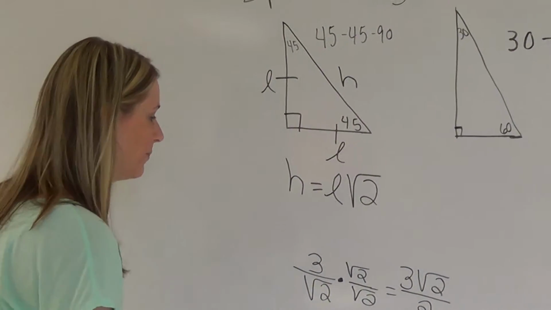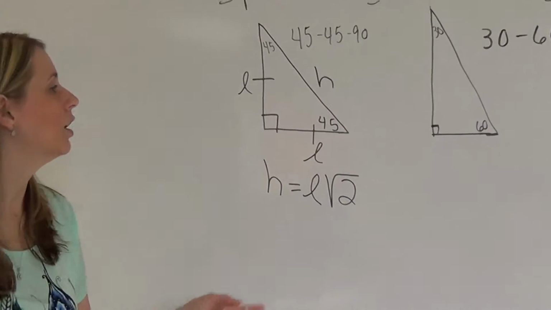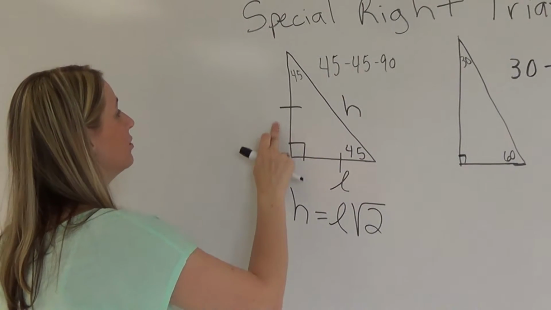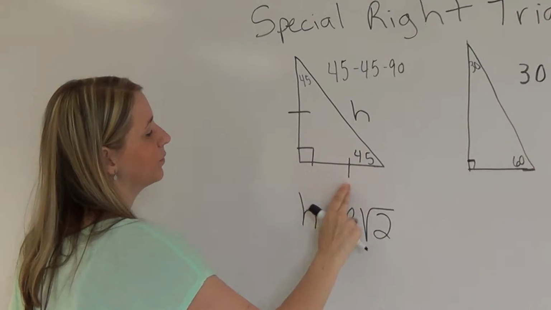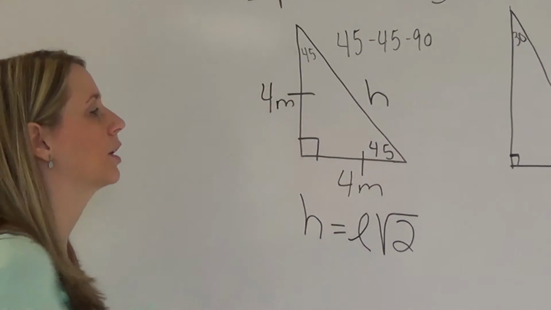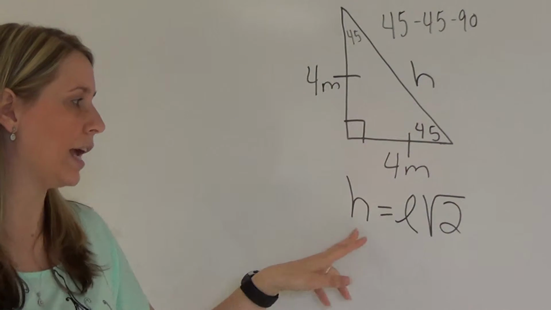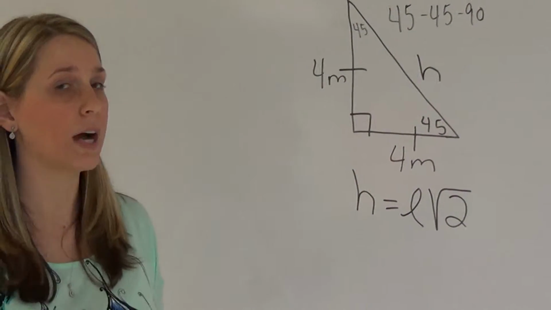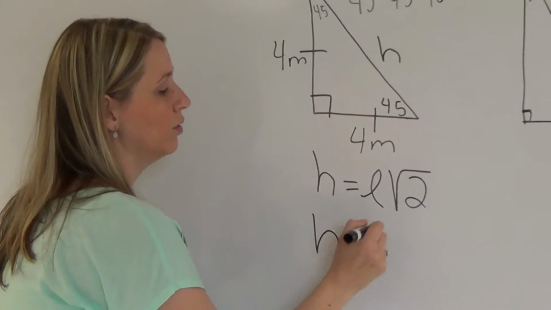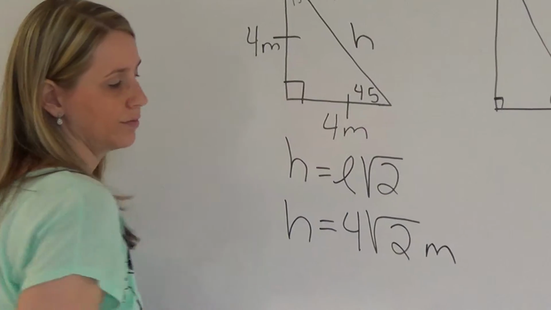Let's go back to this. Okay? I'm going to erase this. Now, let's say, for example, that I do know what the legs are, but I don't know what the hypotenuse is. Let's say this is 4 meters. Okay? I know my legs are 4, but I don't know my hypotenuse. All I have to do is use my formula. H is equal to the leg times the square root of 2. I know what the legs are, so I put it where the L is. So H is equal to 4 times the square root of 2. Use your units, meters.